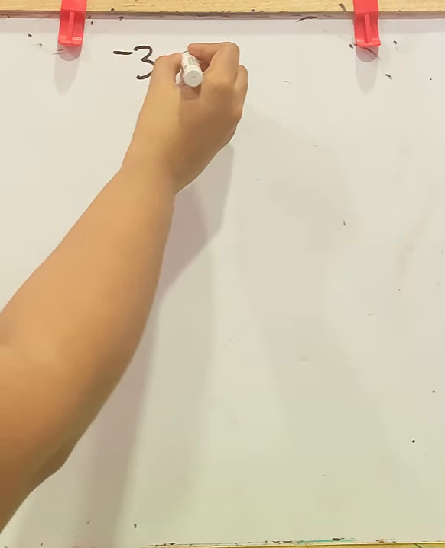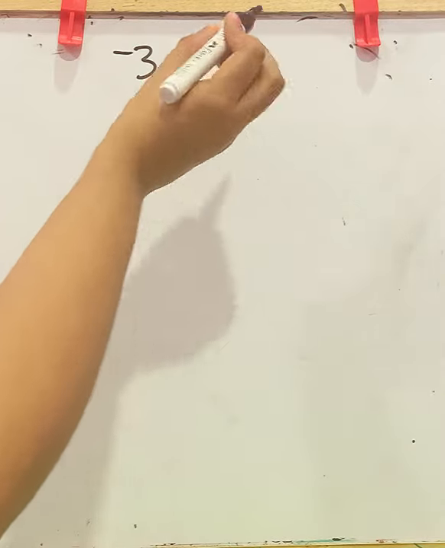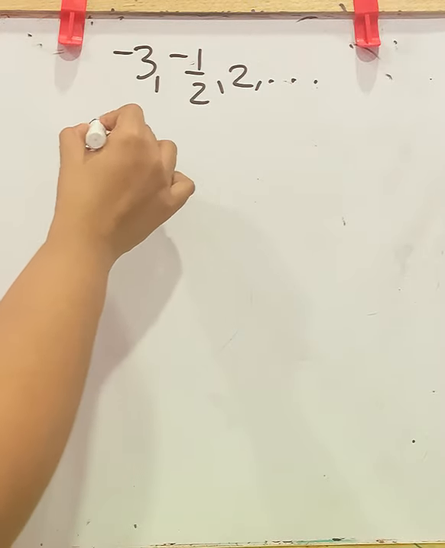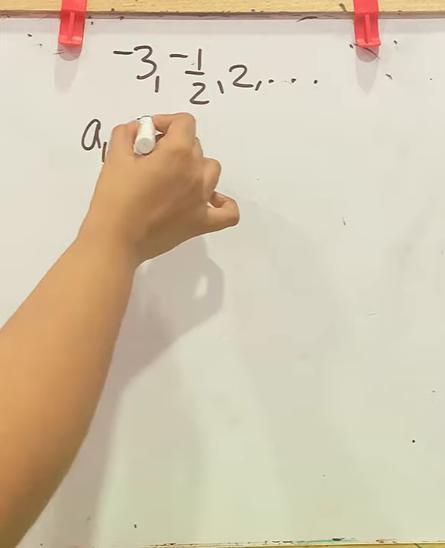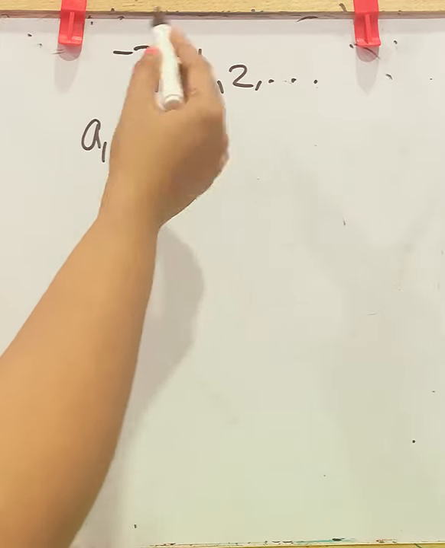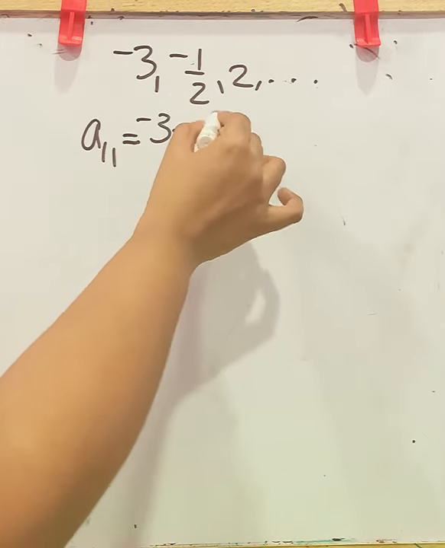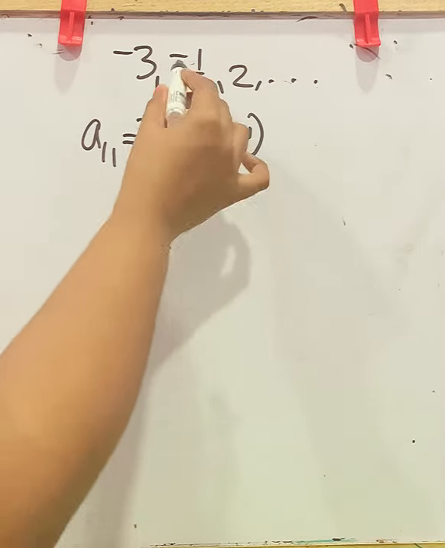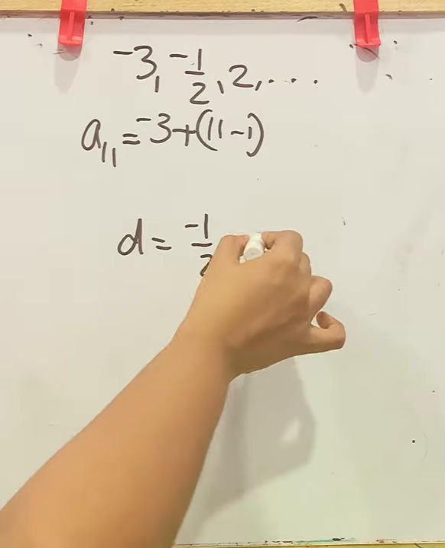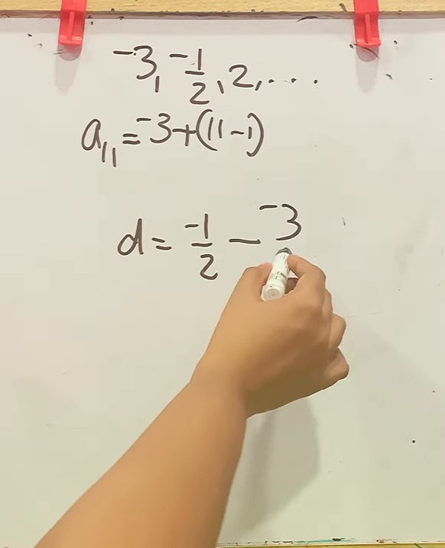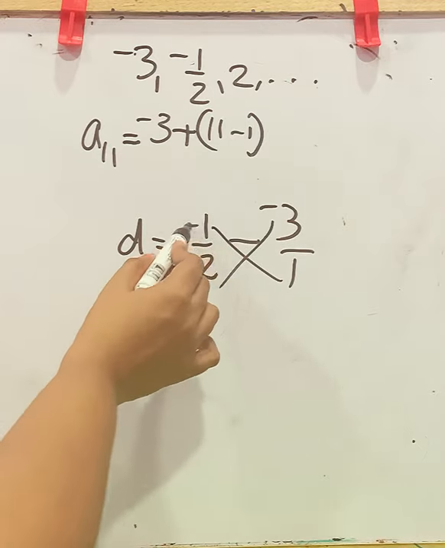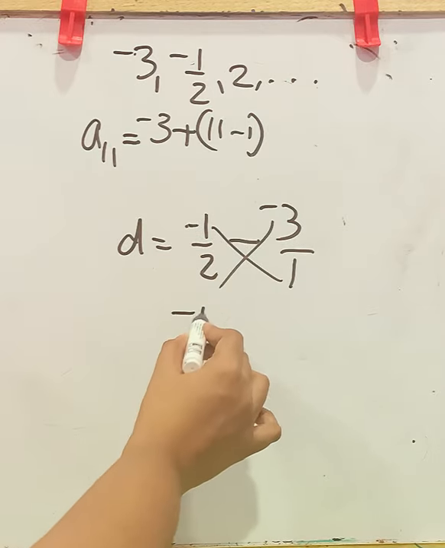Negative 3, negative 1 by 2, 2, is... we have to find the 11th term of this AP. So here a11 equal to, first term is negative 3 plus n minus 1. n is here 11, 11 minus 1 into d. We have to find the d, that is negative 1 by 2 minus negative 3. Here negative 3 becomes negative 3 by 1.